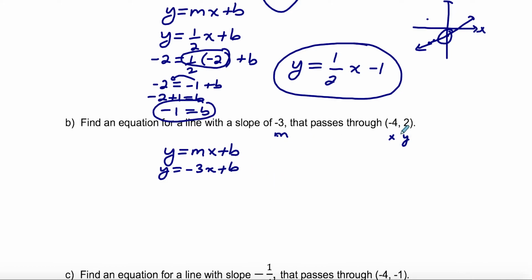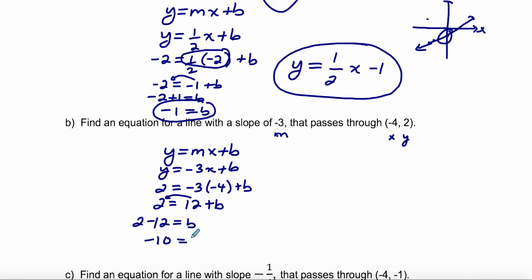If I sub in this for x and y, 2 is the y. 2 has to go out here. It's a little backwards. And then -4 is the x. So I would solve this like it's a little equation. So -3 times -4 is 12 plus b, but I want to get the b alone, so I'm going to move the 12 to the left. So 2 minus 12 equals b. Looks like negative 10 is b.